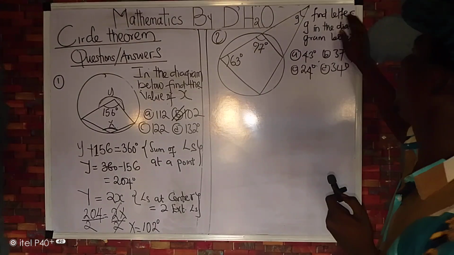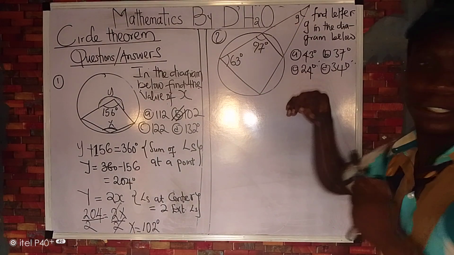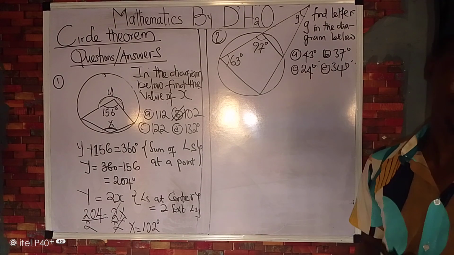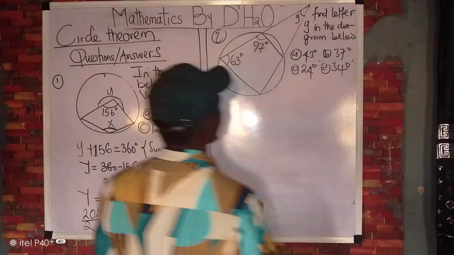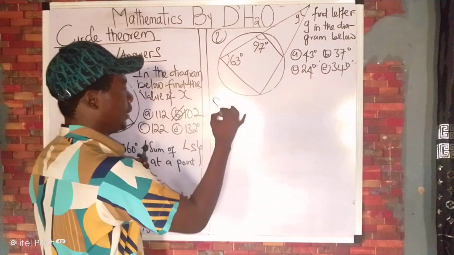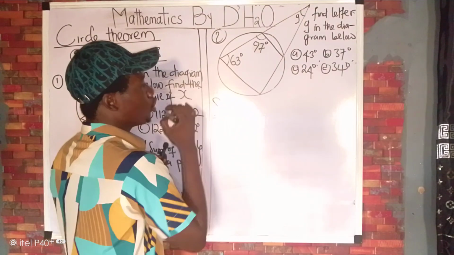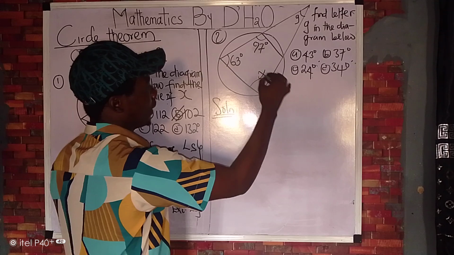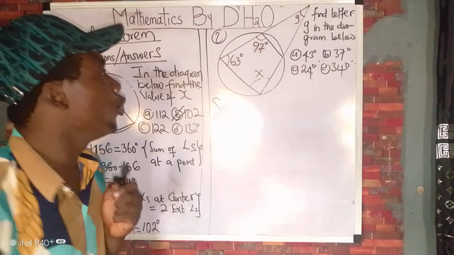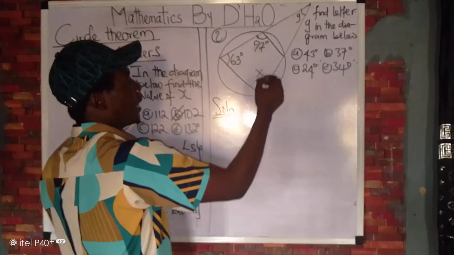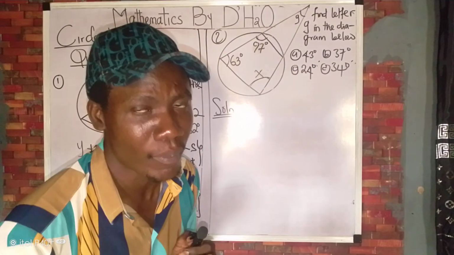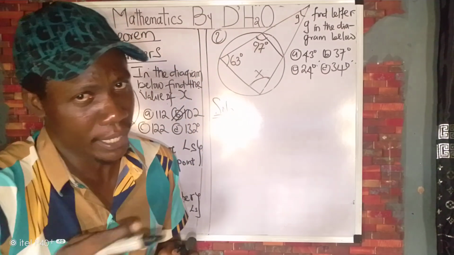Question number 2 says find the letter G in the diagram below. How do we solve for G? It is very easy to solve for your letter G. Let's quickly do this. Should I label this angle as angle X? I think it will be important. Let's label this angle as angle X. Do you remember that the angle here and the angle here are 2 opposite angles of a cyclic quadrilateral, and that when they are added together, they give you 180?